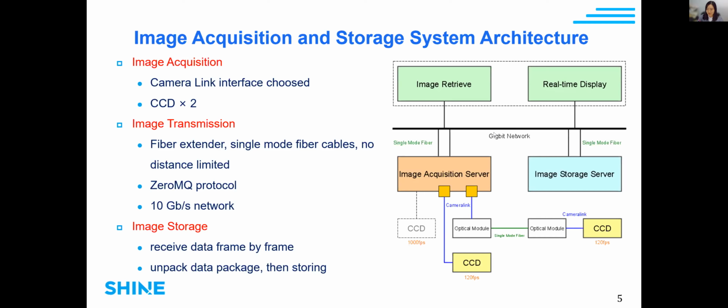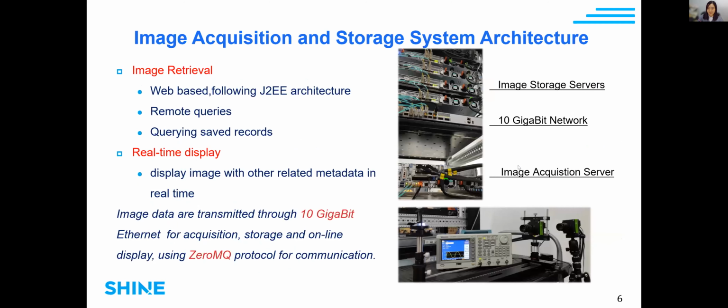The data transmission is through 10 gigabit Ethernet using DMQ protocol for the data transferring. After the storage server receives the data, it first appends it and then saves the image data in files and database. The web-based retrieval system is based on standard Java 2 Platform Enterprise Edition. It's designed to handle the remote queries for the saved records.